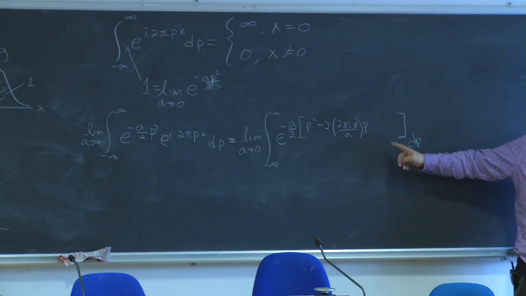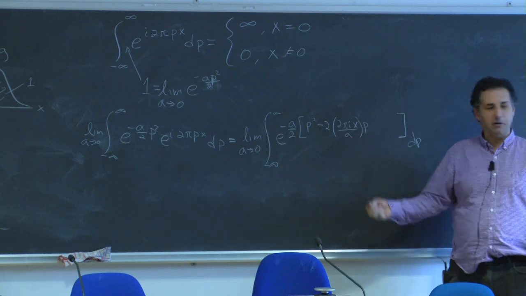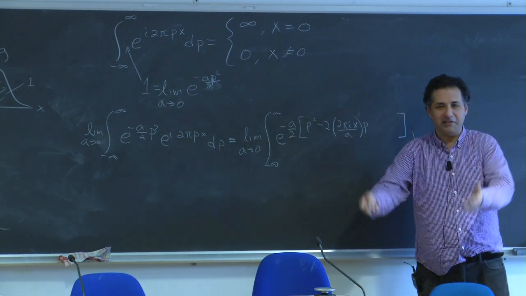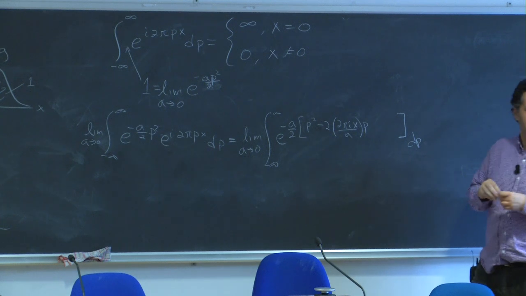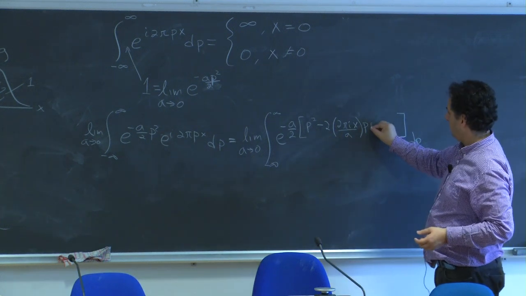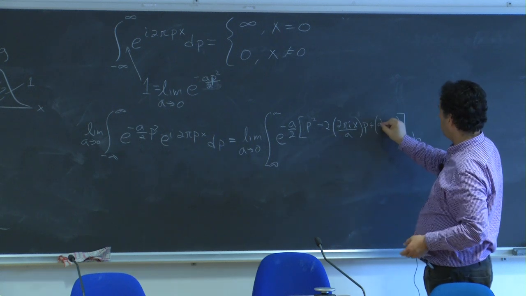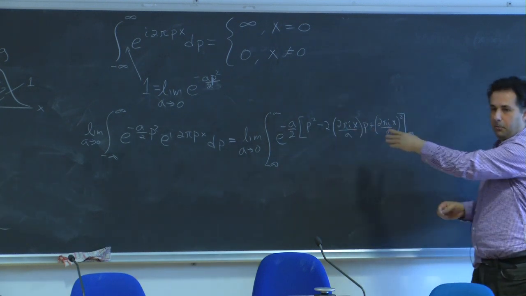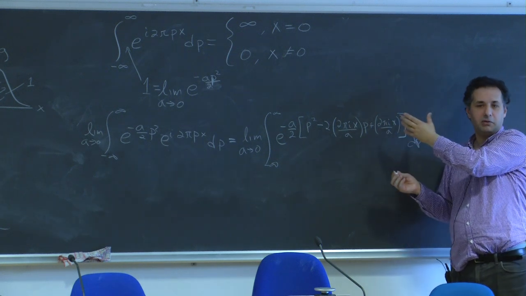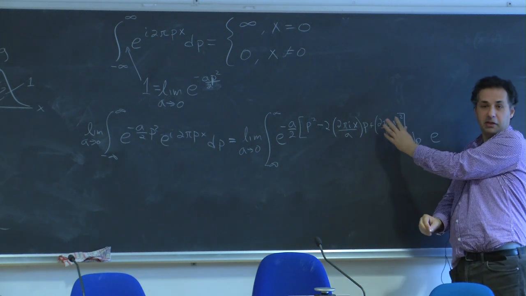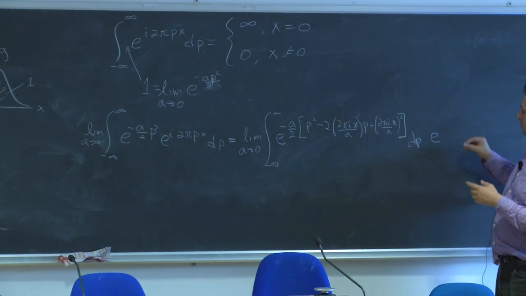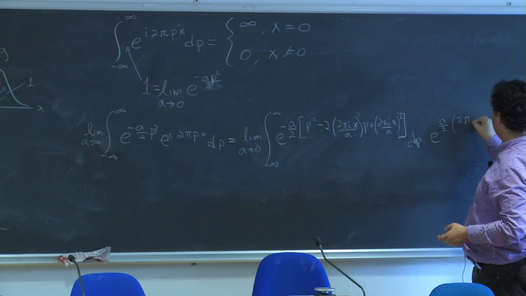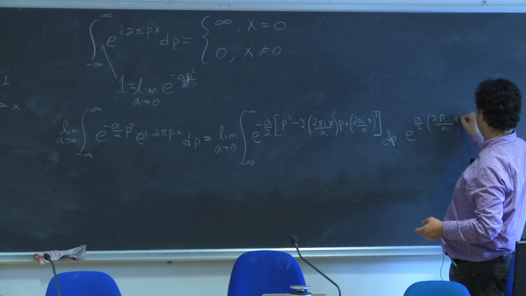Why did I leave a bit of room here? Because it looks like a perfect square. I have p squared minus something times p, and you almost want to finish that sentence, plus this squared. So if I put here that parenthesis squared, 2 pi i x divided by a squared, this I can simplify a lot. But I cannot just out of nowhere write whatever I want. So I need to cancel it out outside, because this is independent of p, so I can pull it out. And I need to do the same thing, which is a divided by 2, 2 pi i x divided by a squared.